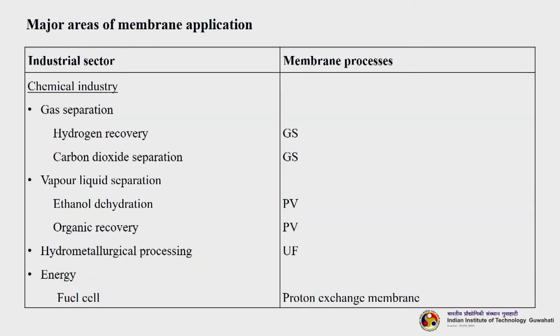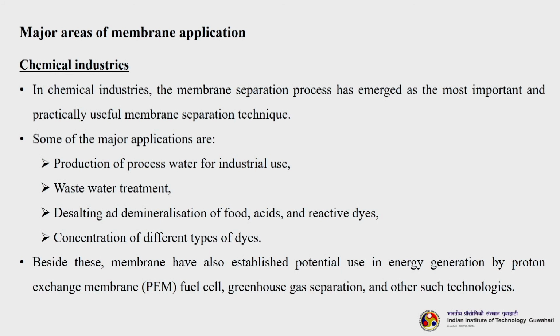So, in chemical industries, basically gas separation, whether we talk about hydrogen recovery, carbon dioxide separation or nitrogen enrichment, we use specific gas separation membranes to do the separation. And when we go for a vapor liquid separation, for example ethanol dehydration or organic recovery, we use pervaporation membranes. In case of fuel cells, we use proton exchange membranes, which is called PEM fuel cells.